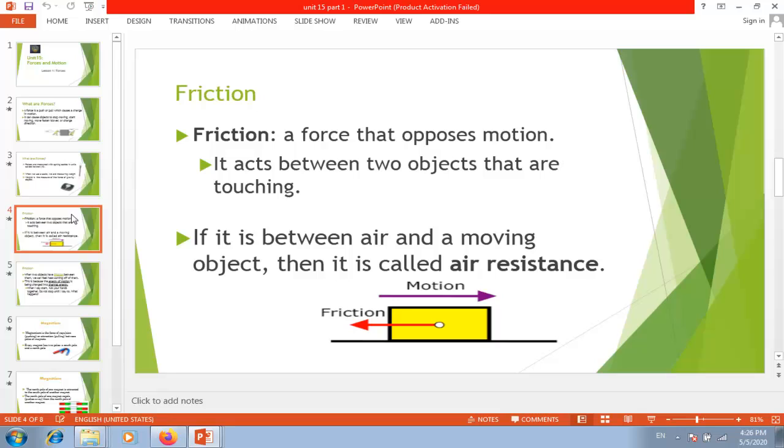Friction force. Friction is the force that opposes motion. It acts between two objects that are touching each other. If it is between air and a moving object, this is called air resistance. Sometimes when we start to walk, we find that the air pushes us in a different direction. So we call this a friction force between our body and the air, and it has another name, air resistance.